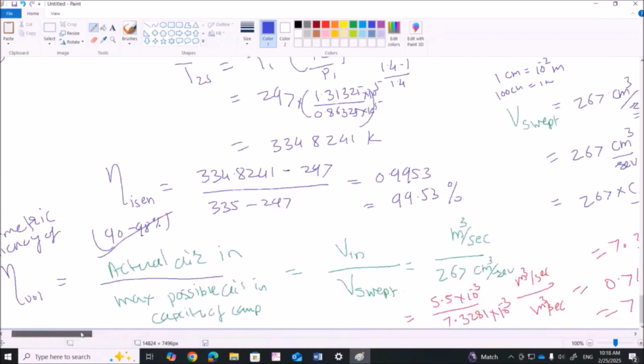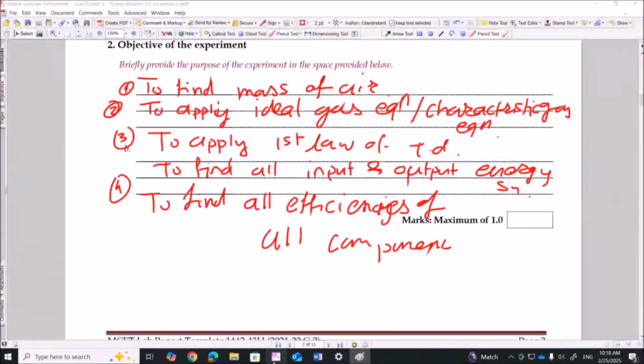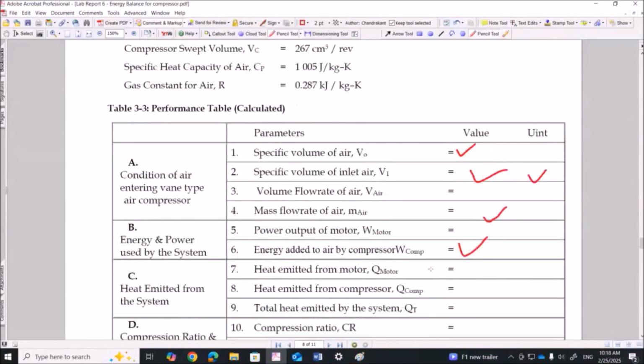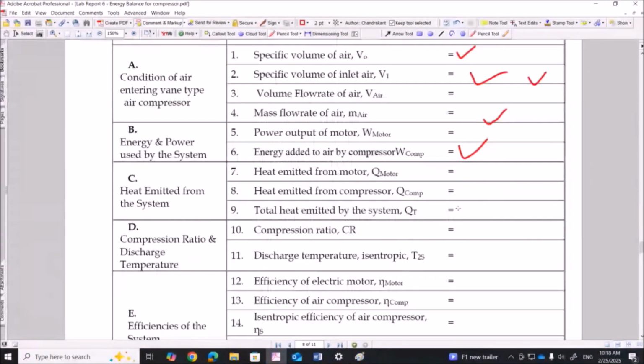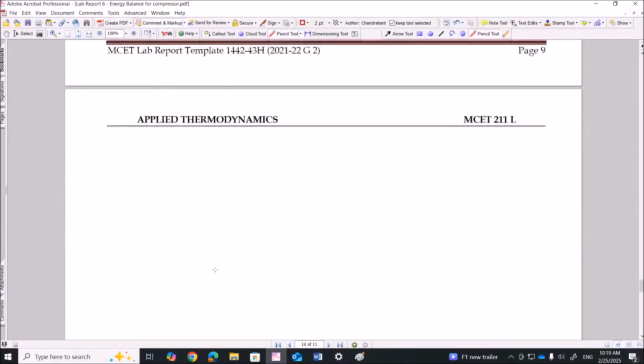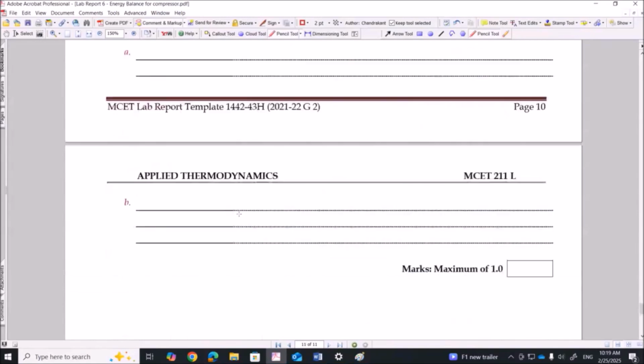Hence we finish the calculation. Transfer all these values into the table in this format, entering the values with units. And this finishes the experiment and sample calculation. There is no graph because we did the calculation for only one reading. No need to do it for the others, just do it for one and write the conclusion on what you learned from this experiment.